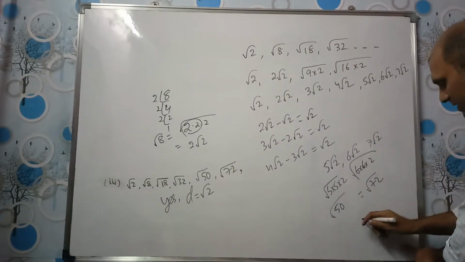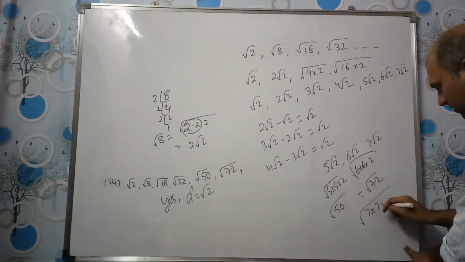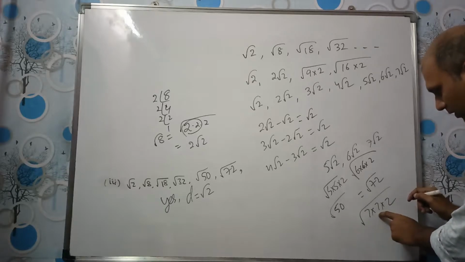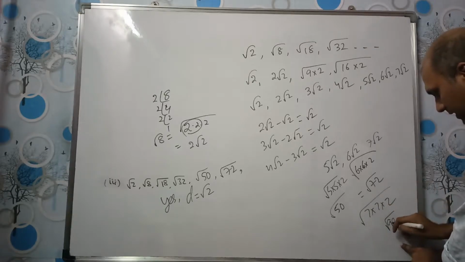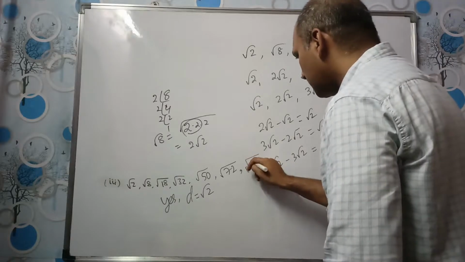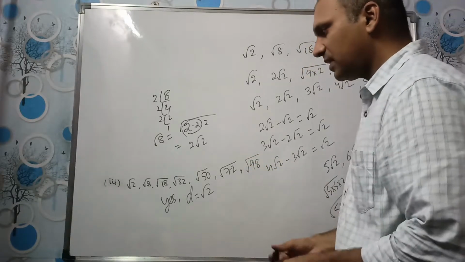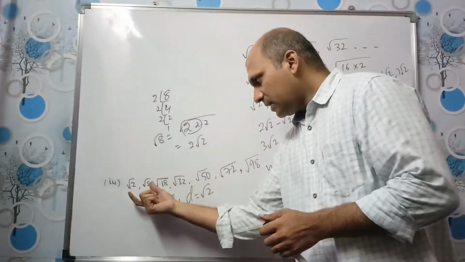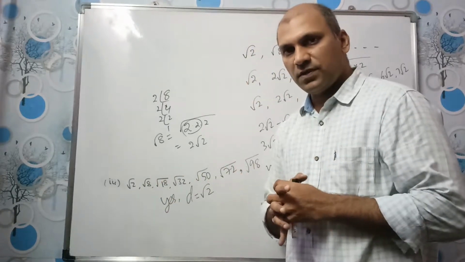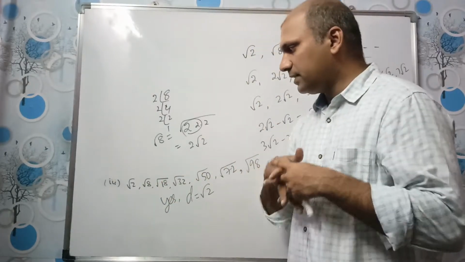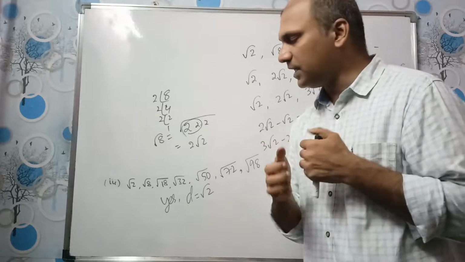Finally, 7 goes inside, becomes 7 into 7 into 2. So 7 7s are 49. 49 into 2 is 98. So the last term is root 98. Okay. So my advice is first simplify the terms. First find the difference and then come to a conclusion whether it is an AP or not.